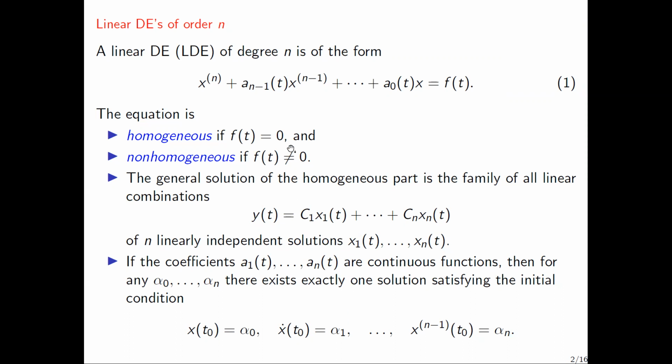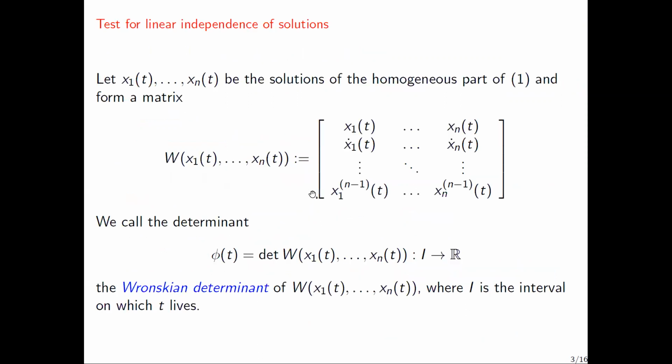So we expect an n-dimensional space of solutions of the homogeneous part. And let's say that we have found n solutions, and we would like to determine if they are really the linear span of the space of solutions. To answer this problem, the Wronskian determinant is needed. So the Wronskian determinant is formed.